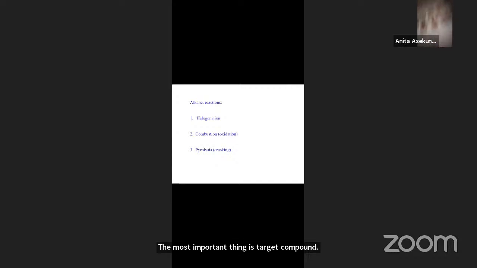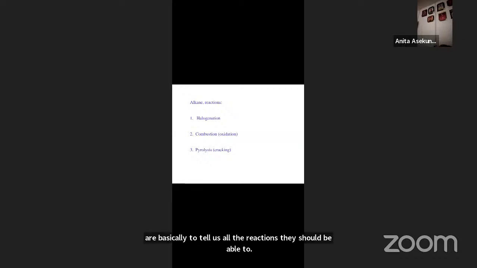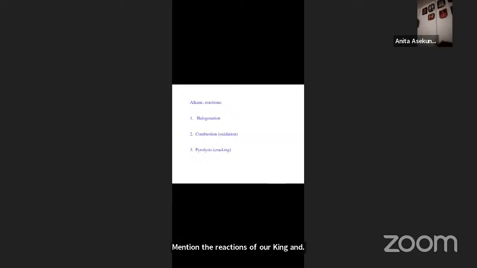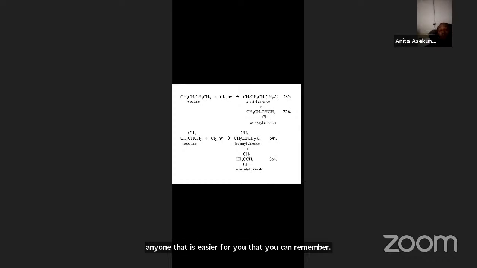Then, what are the reactions of alkane? Mention the reactions of alkane. You may not be expected to tell us all the reactions, but you should be able to mention the reactions of alkane and give us an equation for at least one. So in this question, you're going to mention the three reactions of alkane. Then anyone that is easier for you that you can remember, give us the equation. That is all for your classwork.